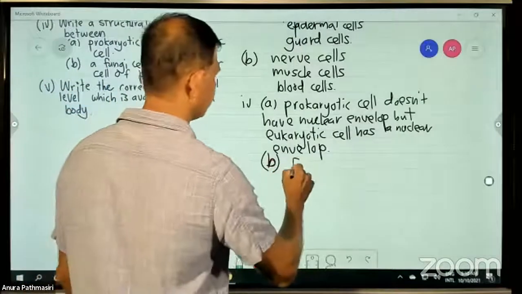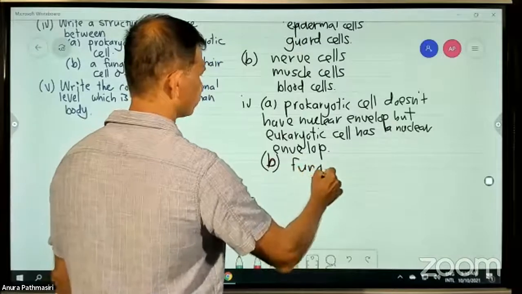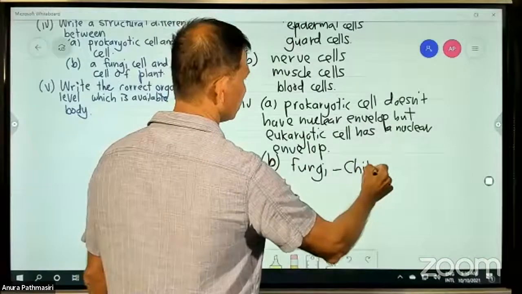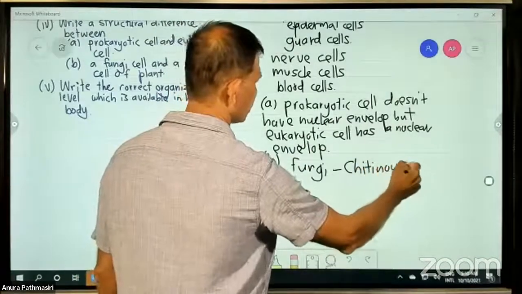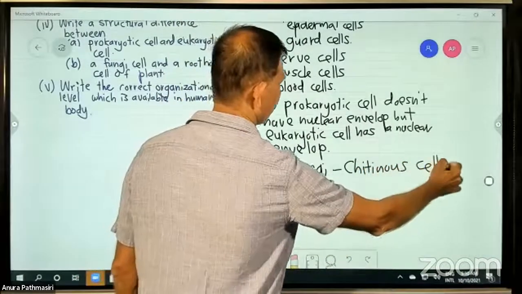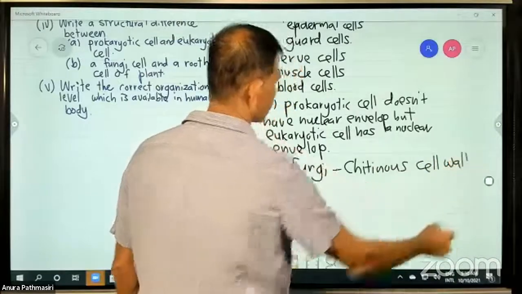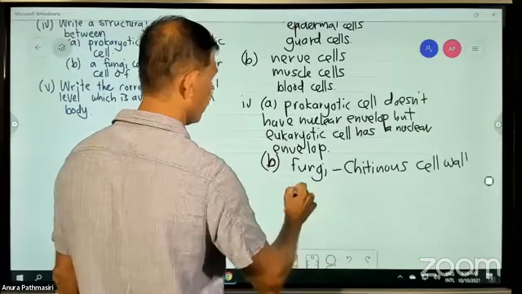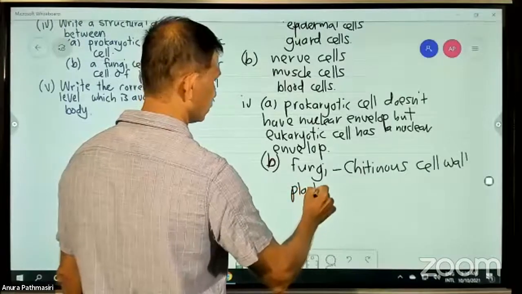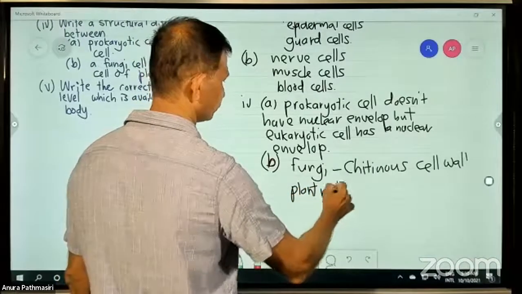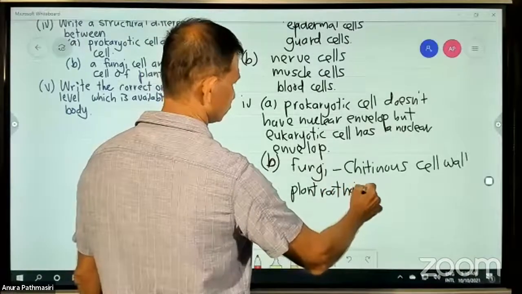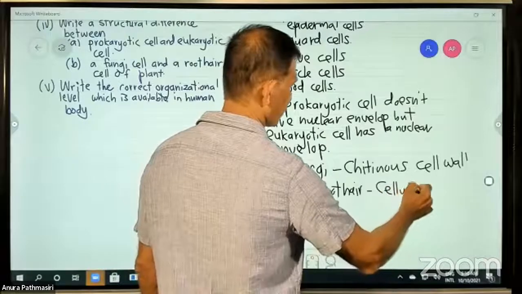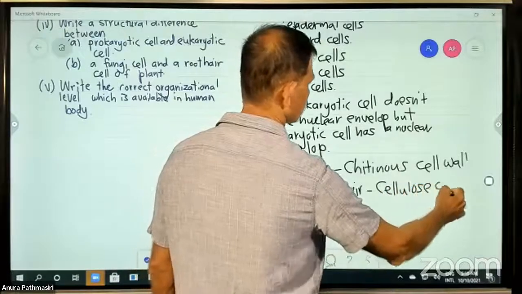You're right. Fungi, chitinous, N-O-U-S, chitinous cell wall. Chitinous cell wall in fungi, and in plant root hair, we can say cellulose cell wall.